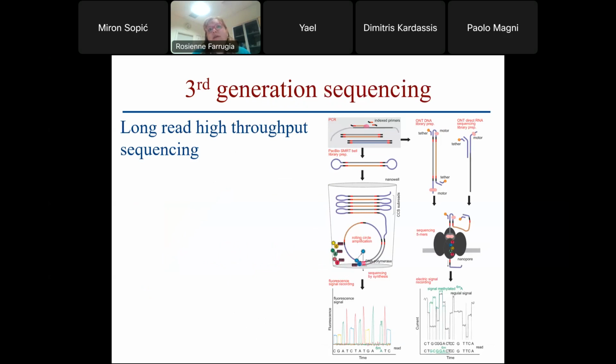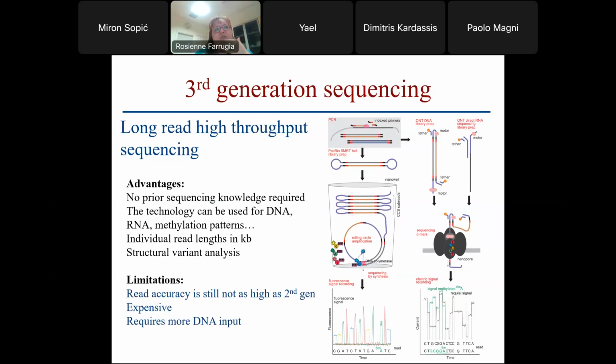So third generation sequencing are long read, high throughput sequencing technologies. The two main ones are Oxford Nanopore and PacBio SMRTbell technology. Like short read sequencing, we have the advantages where we don't need prior knowledge of the sequence. We can get the DNA sequence, RNA sequence, and methylation patterns, and we can also get DNA and methylation patterns in the same experiment. The reads now are very long. You can get kilobases of reads all in one sequence. This makes it very good for structural variant analysis. You can actually sequence across a duplication, or sequence across a deletion, or sequence enough of a pseudogene to know whether it is the gene or the pseudogene.